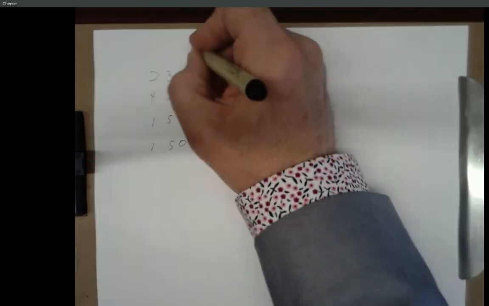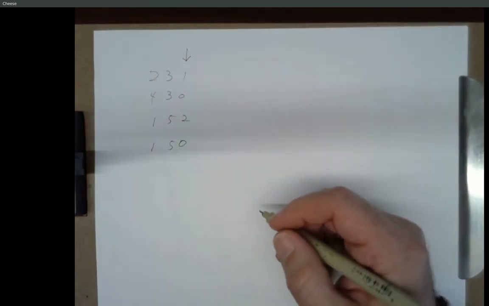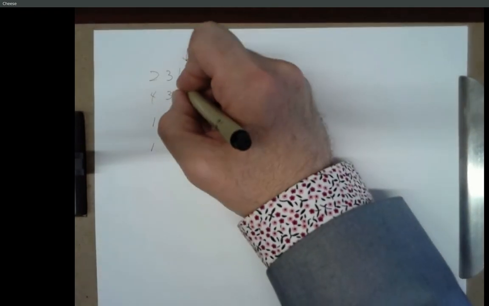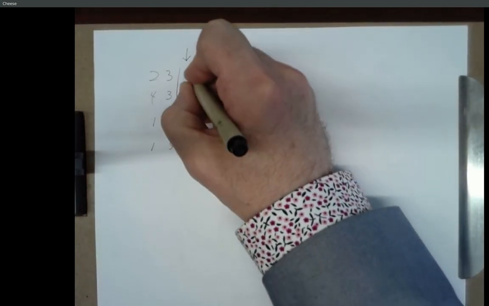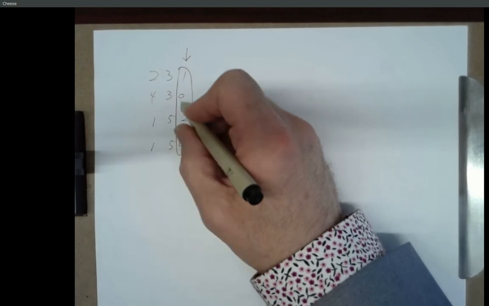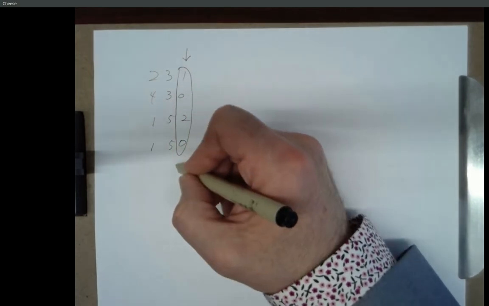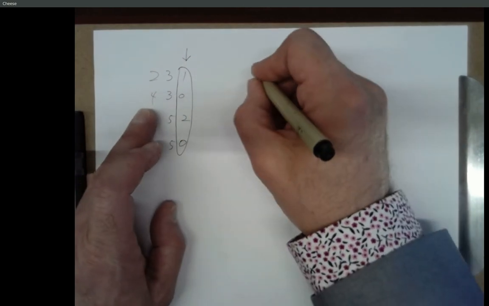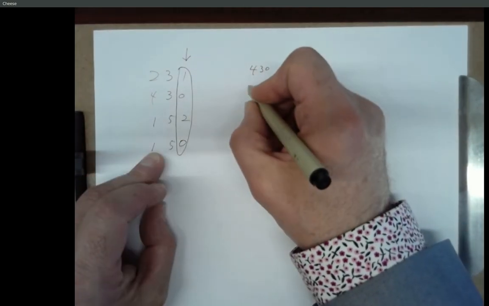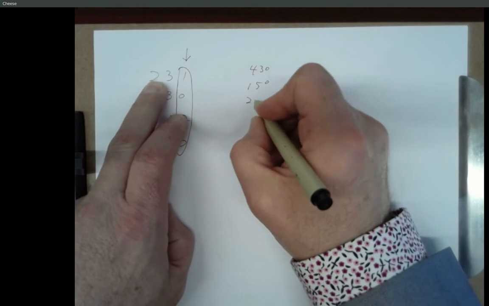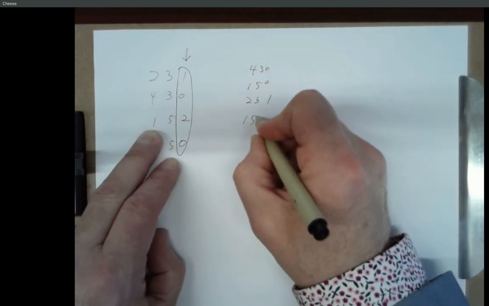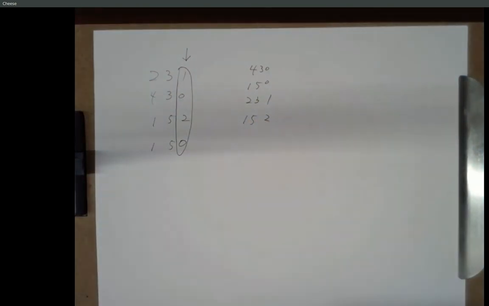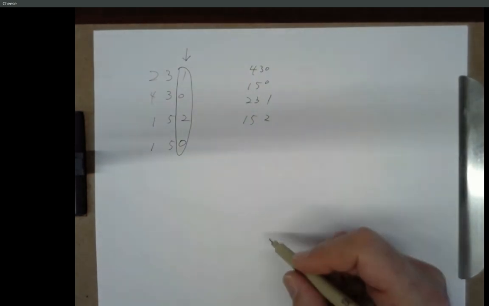We start with the rightmost digit and sort these just based on that one digit, being very careful that if two things have the same digit, we don't rearrange them. So it's got to preserve order. This would turn into 430, and then 150, and then 231, and then 152. All right, so that's sorted by our rightmost digit.